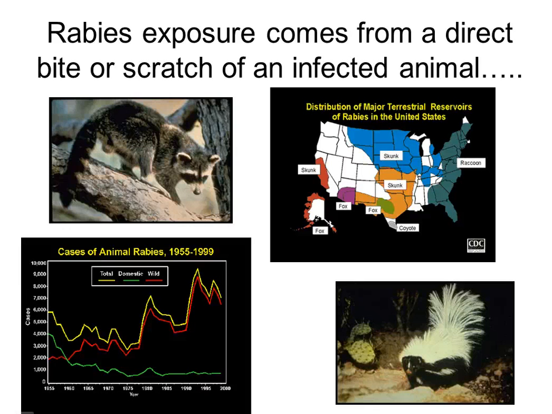Rabies comes from a bite or a scratch of an infected animal, so it's a saliva contact typically. And you can see a map here that shows the common animals that have rabies: raccoons, skunks, foxes, coyotes, across the United States.